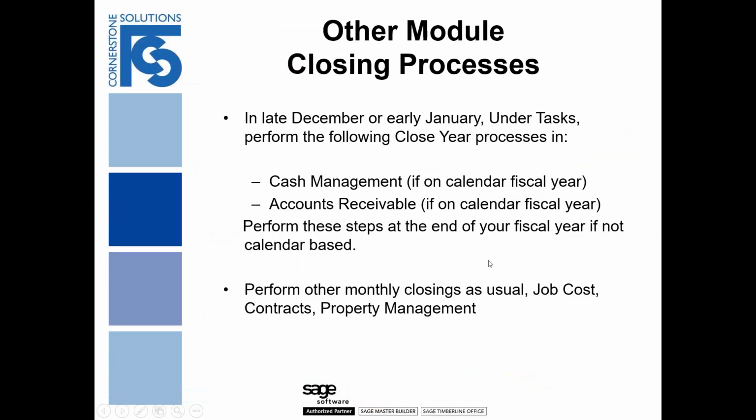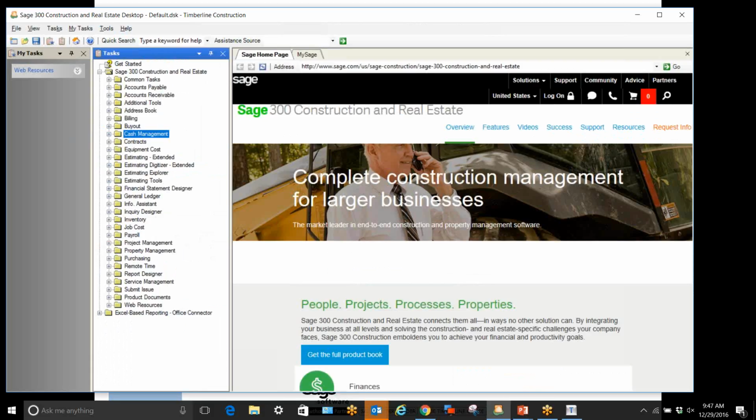Okay, other modules do not have a year-end close. As an example, job cost does not have a year-end close. It has a month-end close, and you would just go through your normal process within job cost. Same thing with the equipment module. If you have that, you will go through your normal month-end process. It will just roll you from December and into January.